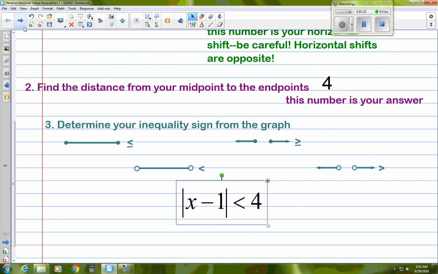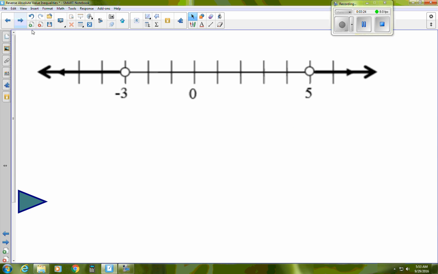Okay, let's try another one together and see how you guys do. Okay, so in this one, we have a different shaped graph, but it's the same rules. Here are our endpoints. The first thing we want to do is find the middle number of our endpoints. And I should have picked a different example because this one has exactly the same endpoints. So it gives us a midpoint again at +1. And when we count our distance, we still get 4.